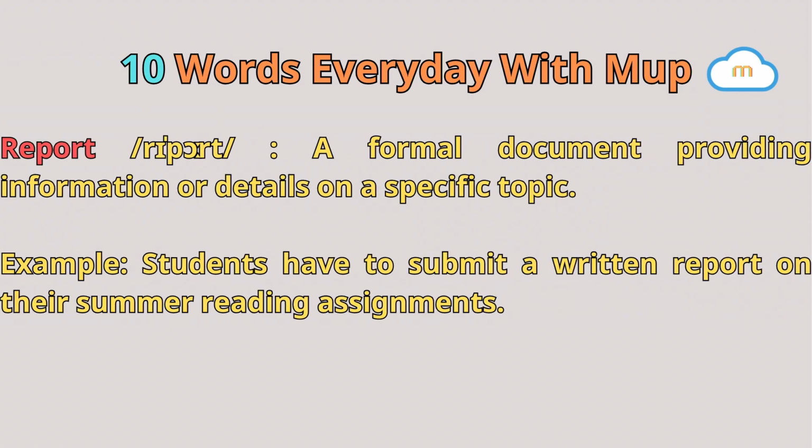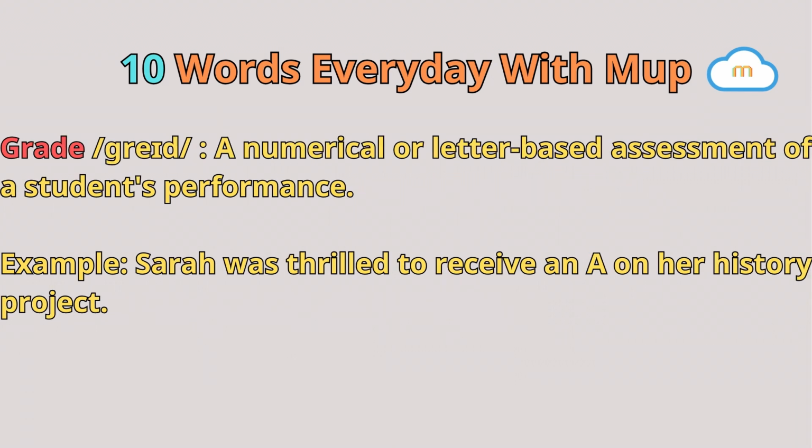Report. Definition, a formal document providing information or details on a specific topic. Example, students have to submit a written report on their summer reading assignments. Grade. Definition, a numerical or letter-based assessment of a student's performance. Example, Sarah was thrilled to receive an A on her history project.